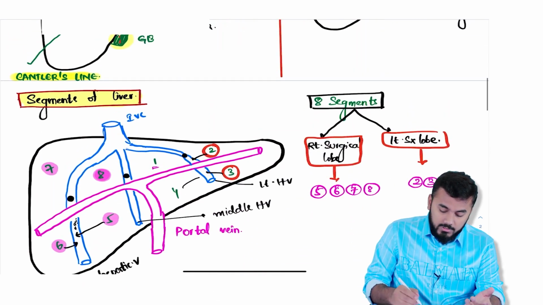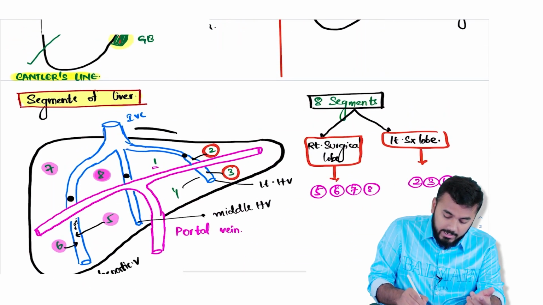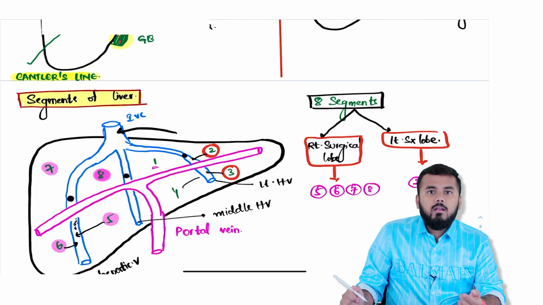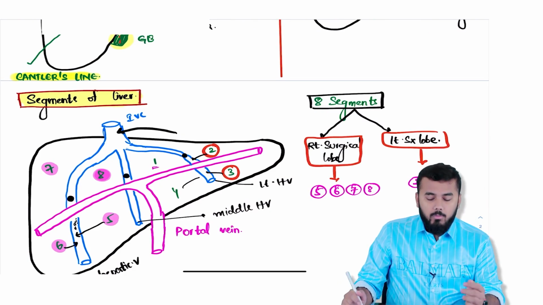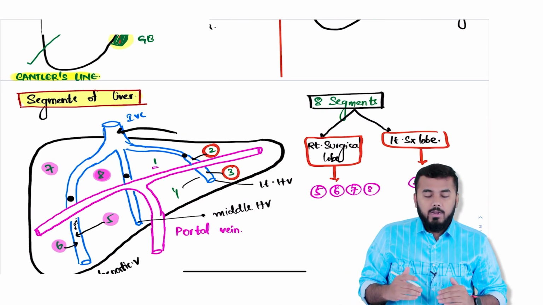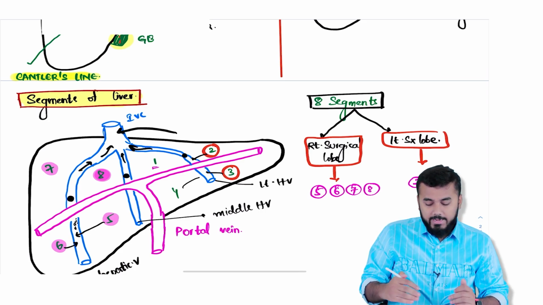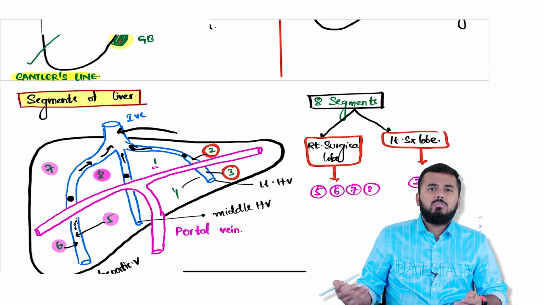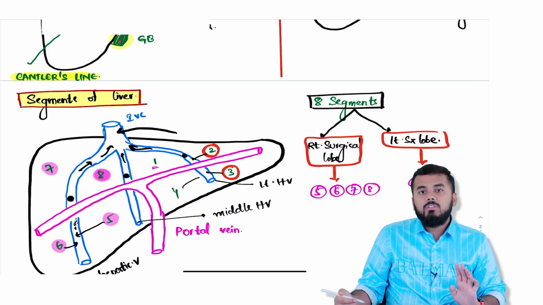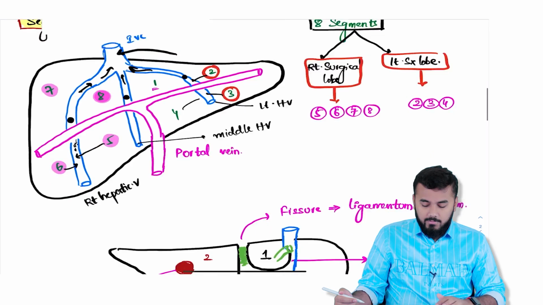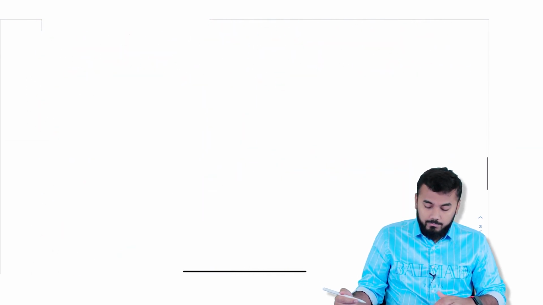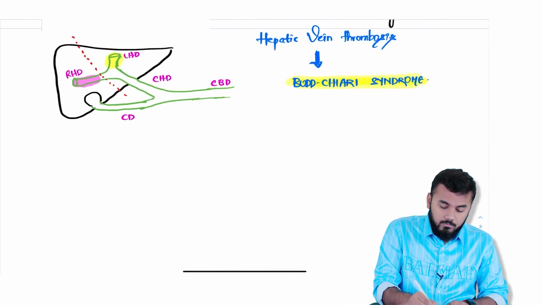Why? Because the first segment is directly draining into the inferior vena cava. The problem is in the hepatic veins, right? So the hepatic veins are taking the blood to the inferior vena cava. But if I am directly draining it to the inferior vena cava, then there is no issue. So the only lobe which is spared is the first lobe.